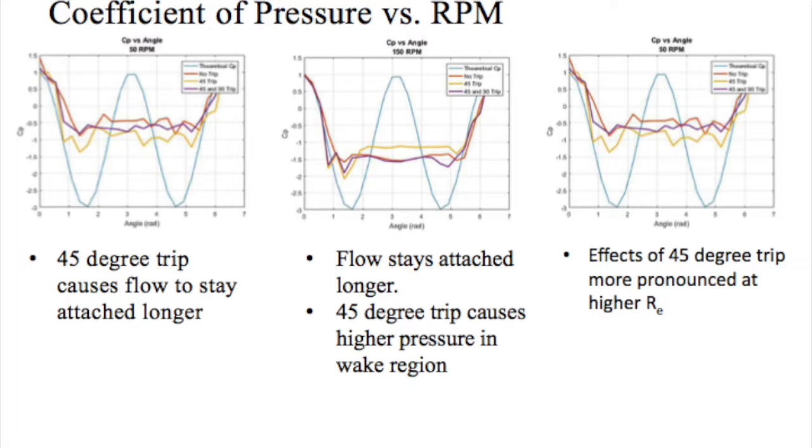During all 3 RPM tests, the 45-degree trip, which is the yellow line, is shown to cause the flow to separate at a greater angle on the cylinder, meaning that the wake region behind the cylinder is smaller. In addition, the wake region has a higher pressure when the 45-degree trip is applied. It is worth noting that the 45 and 90-degree trip does cause the flow to separate later, but the coefficient of pressure in the wake region is the same as the smooth cylinder.